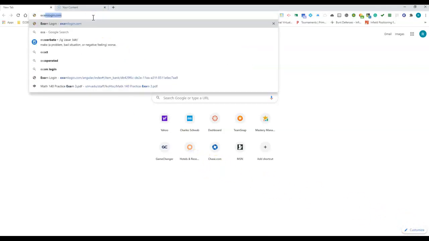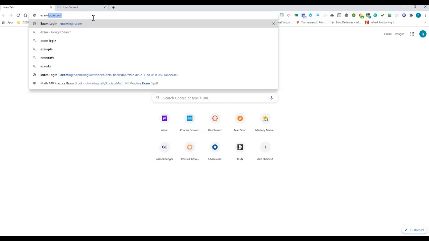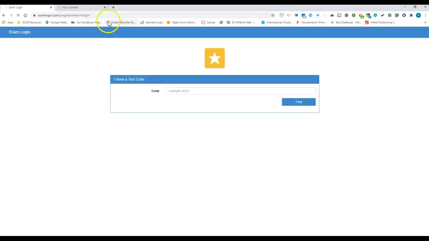So the first thing you're going to do is go to the website examlogin.com. Once you go to examlogin.com, your teacher will provide you a code that you will need to get in. Once you have the code, you're going to type it in, right? The codes given to you are not case sensitive, so you don't have to worry about it being capital or lowercase.